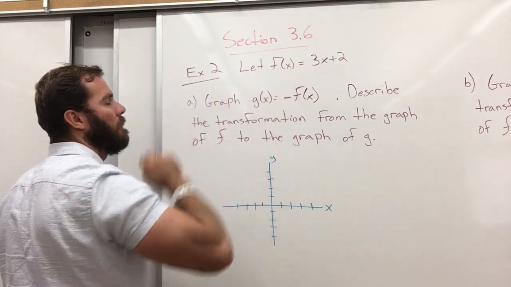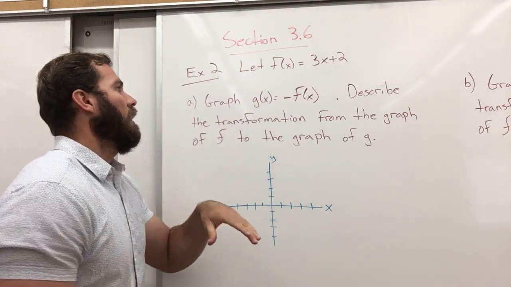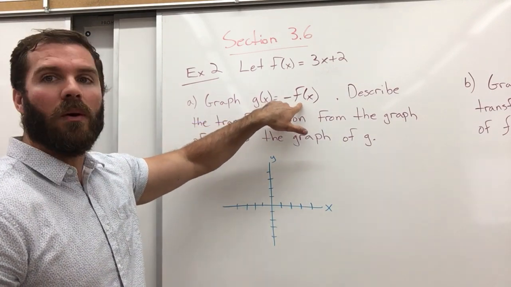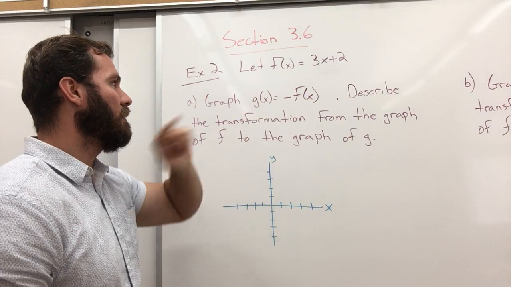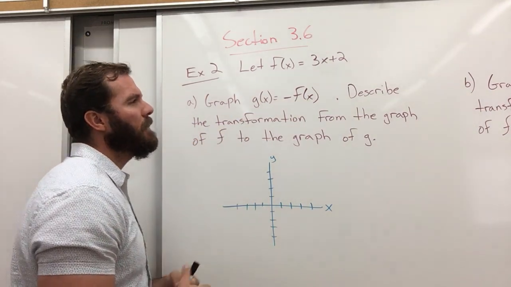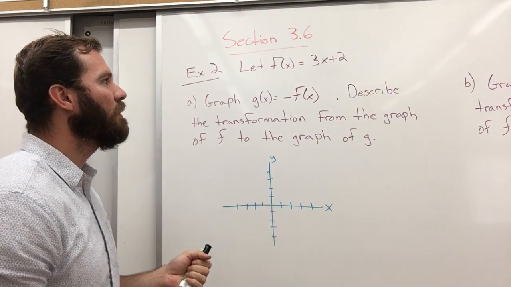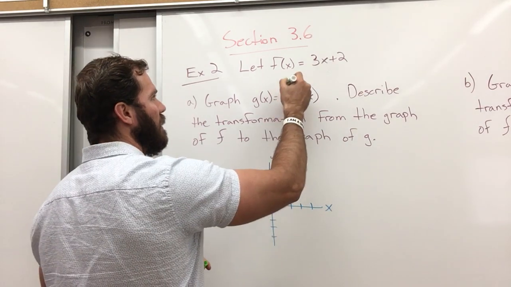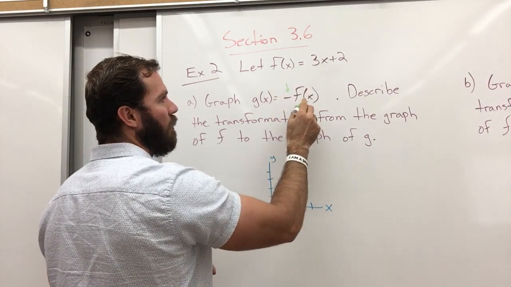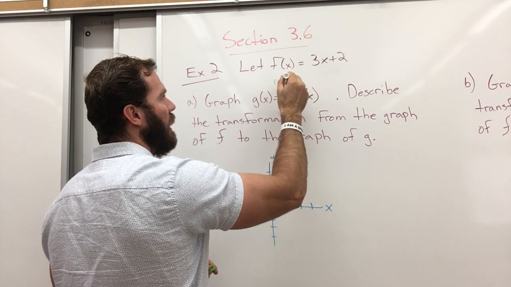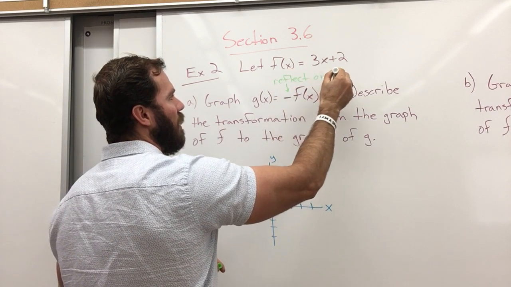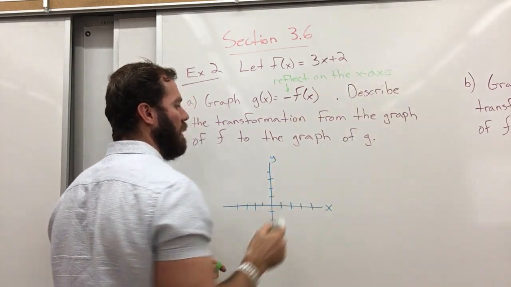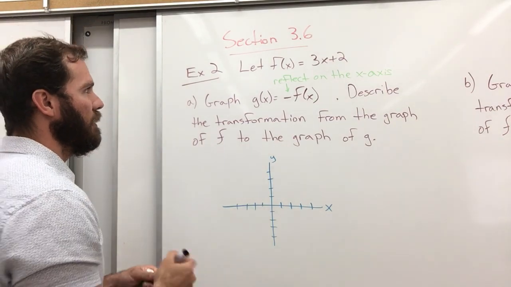There's the parent function. It says to graph g of x when f of x is negative. So basically, we're going to reflect on the x-axis. When we see the negative is outside of the parentheses, we're going to reflect on the x-axis, and I'll show you how to do that. First, let's graph our parent function.